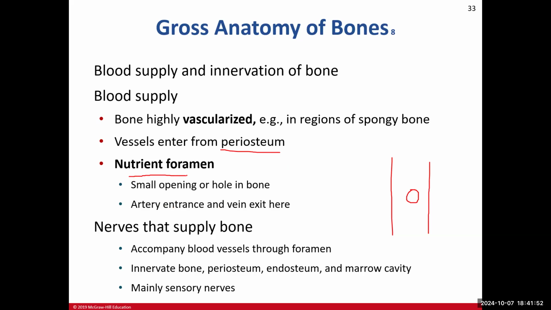Now, your bone is also highly innervated. So vascularization has to do with blood. Innervation has to do with the nerves. So you have quite a lot of nerves, mainly sensory nerves. And so these sensory nerves will tell your nervous system what's going on with your bones.